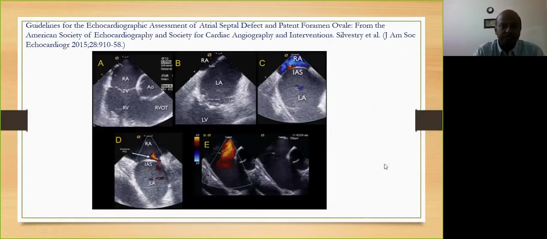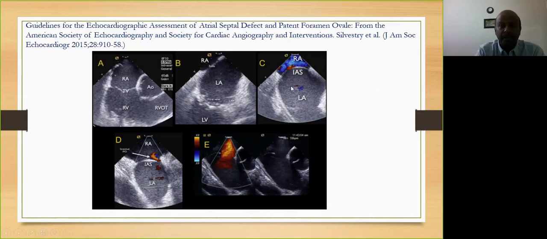And this is my last slide. This is intracardiac echocardiography, called ICE, which is used for visualizing the atrial septal defects in some complex cases. And you have multiple views here. Panel A shows the home view, and panel B shows you the long axis view, and C shows you the bicaval view.